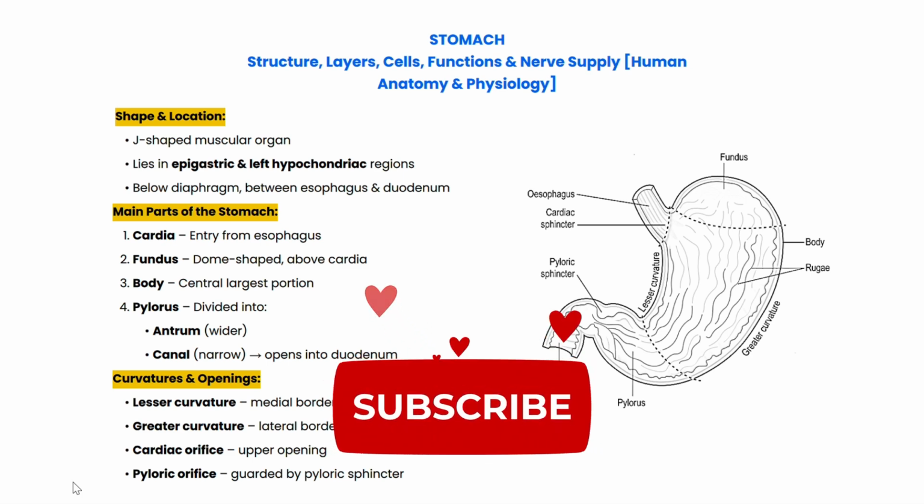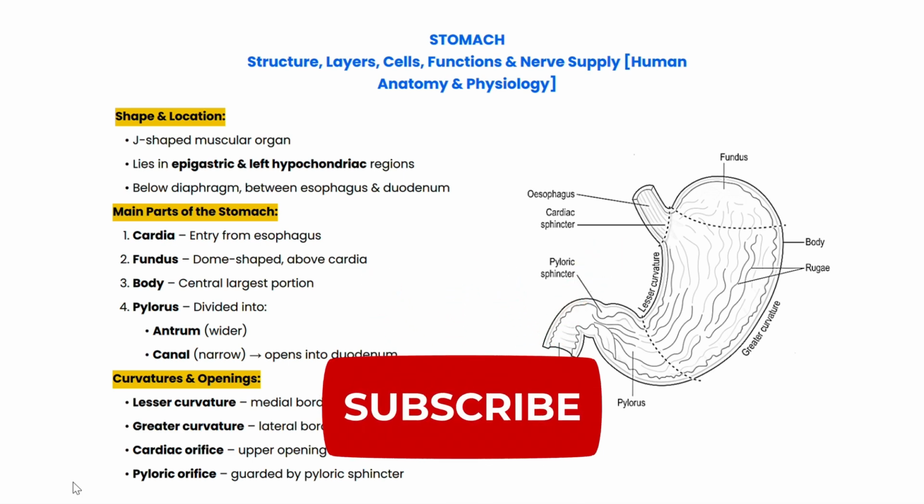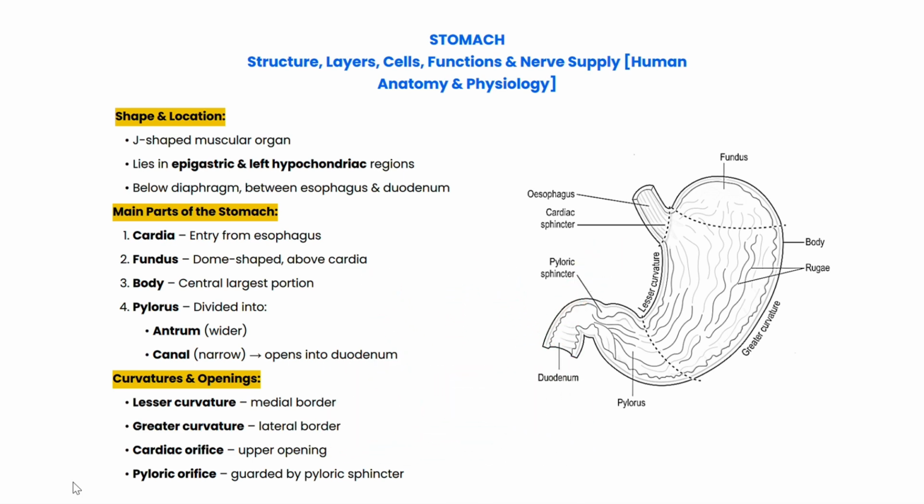Today's topic is structure and function of the stomach. So what is the shape of stomach? J-shaped muscular organ located just beneath the diaphragm, mainly in the epigastric and the left hypochondriac regions. It connects the esophagus above to the duodenum below.